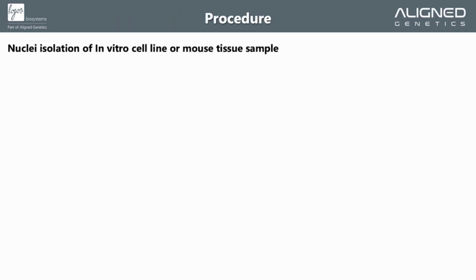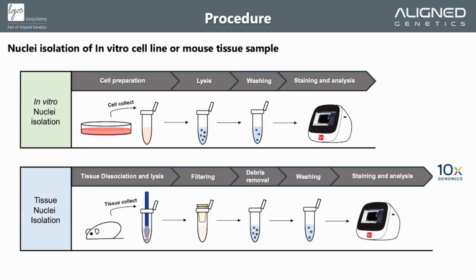Coming back to nuclei isolation. We have conducted nuclei isolation for both in vitro cell samples and tissue samples. The overall procedures for both include lysis, washing, staining, and automated cell counting. For in vitro nuclei isolation, we used a homemade buffer. And we used both the homemade buffer and the 10x Genomics nuclei isolation kit for tissue nuclei isolation. Effective filtering and debris removal were crucial factors for successful tissue nuclei isolation. Finally, we used Luna FX7 to analyze the quality of our samples.